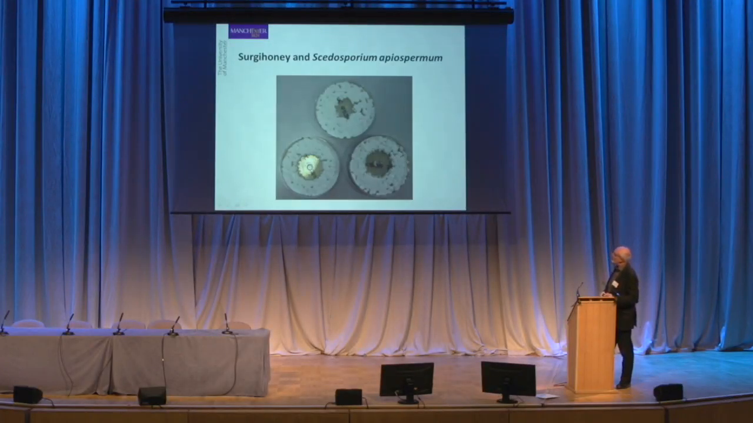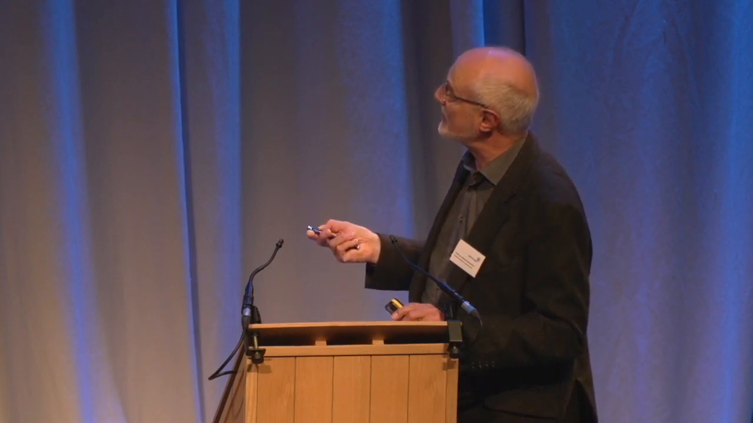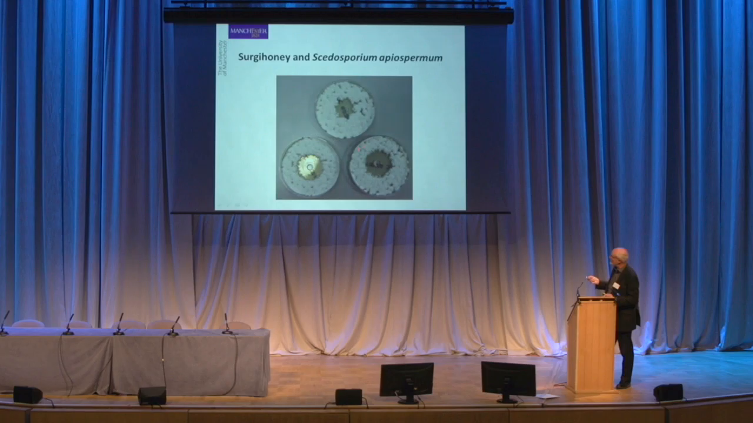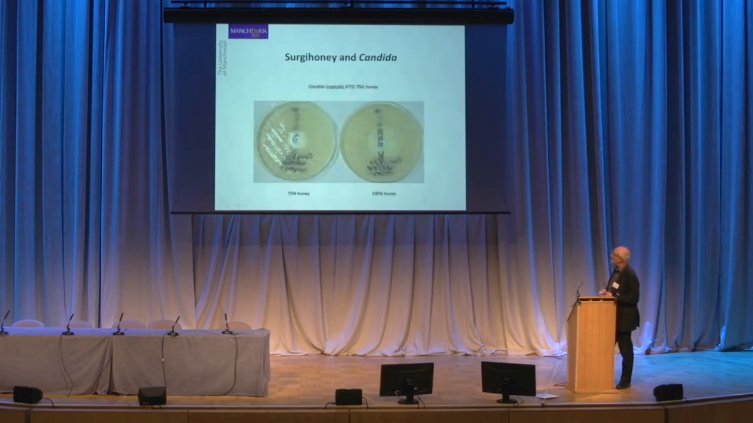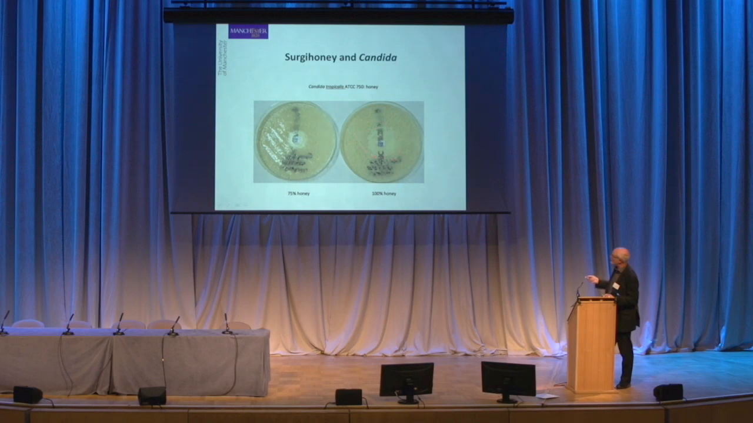So, initially, things were looking pretty good. This is Sergi honey and Scedosporium apiospermum, a cause of a variety of infections, pulmonary and systemic. And as was shown right at the beginning of today by Matthew, very simple well diffusion experiments ended up here with this large zone of inhibition with 100% Sergi honey added to the well of this plate. Quite a remarkable zone of inhibition. And the same with Candida. Some activity here with Candida tropicalis. Again, 100% honey, and we've got this zone of inhibition as a result of the product diffusing out of the central well.